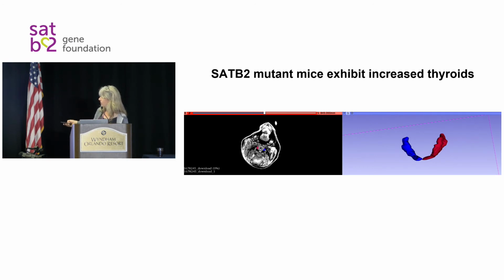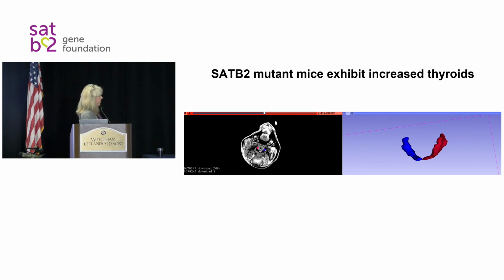So this is a section basically through the neck region of a mouse embryo that has undergone micro-CT, and this allows us to look at a lot of the soft tissues. And so what you're seeing on the right is the thyroid gland. I had a student who used these micro-CT images and was able to go in and quantify the thyroid gland, and interestingly found that the SATB2 mutants have larger thyroids.